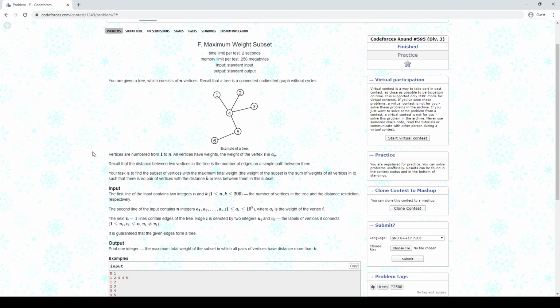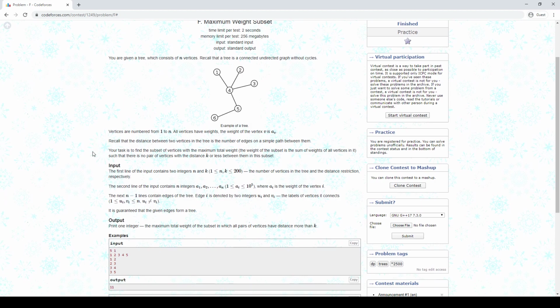So we have this tree, and the vertices have numbers on them, and we want to find a subset within distance k with the maximum total sum of weights. So everything's within distance k of each other. There's at most 200 nodes in the tree, k can be up to 200, and the weights are up to 100,000.